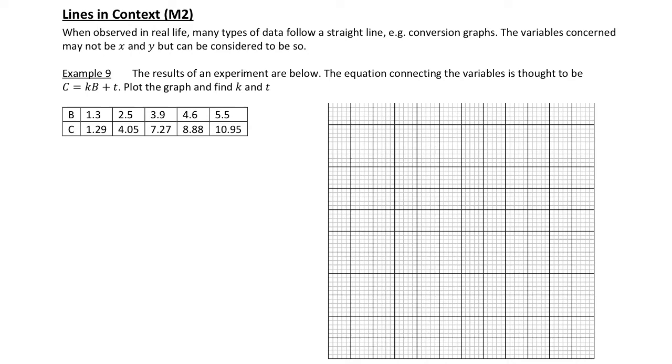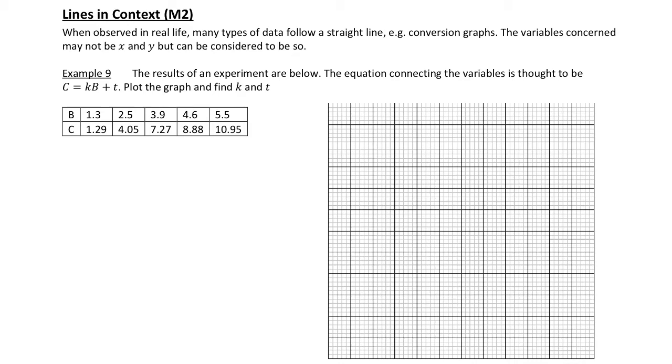So below we've got an example where an experiment has been conducted and the variables b and c have been measured and recorded. And it's thought that the relationship connecting b and c is that c is equal to kb plus t. Plot the graph and find the value of k and t.